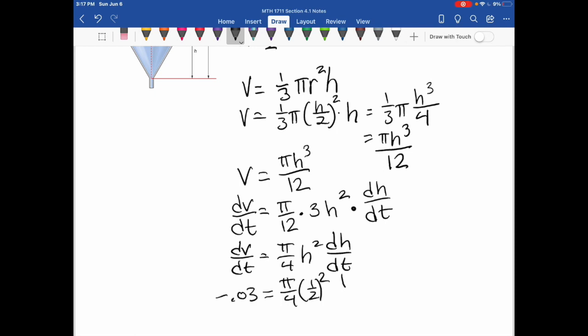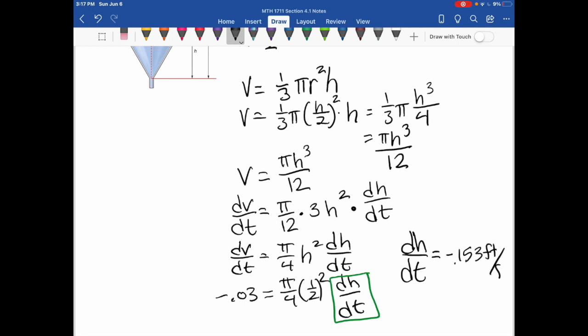dV/dt is decreasing at a rate of 0.03, and I have dh/dt. So we are trying to solve for dh/dt, so I'm going to divide both sides of the equation by π over 4 times 1/2 squared. And so when we do that, we're going to get dh/dt is negative 0.153 feet per second. So that is the rate in which the water in the funnel is changing when the height of the actual water is 1/2 foot.